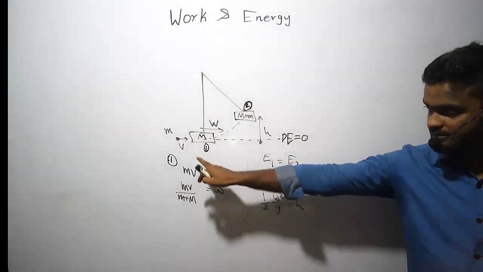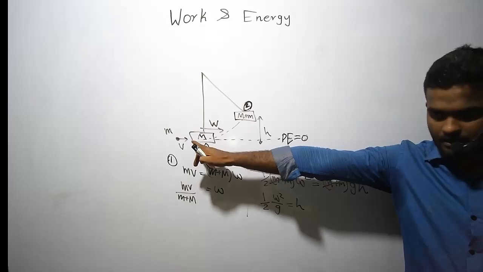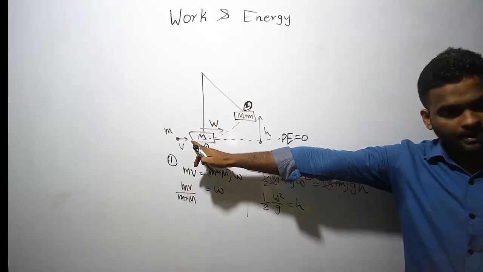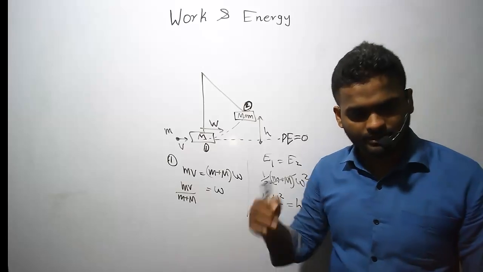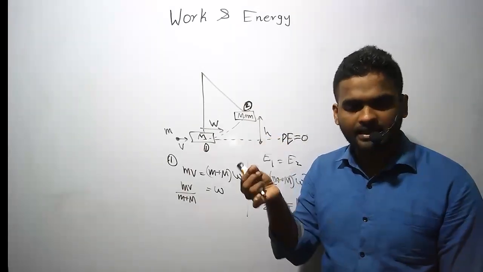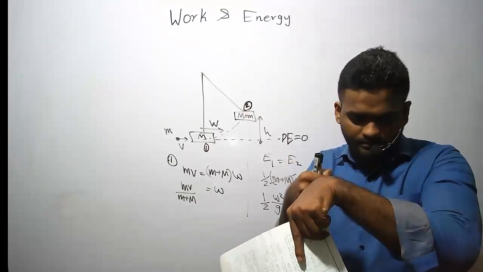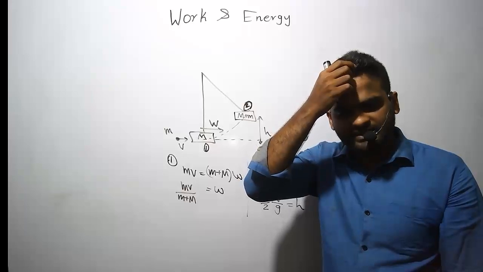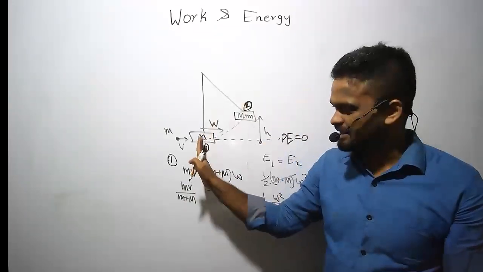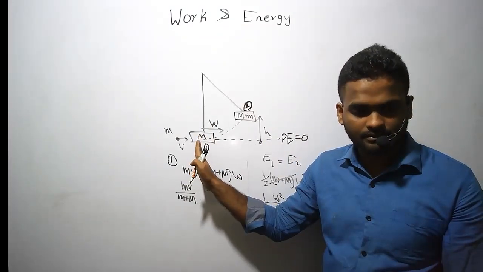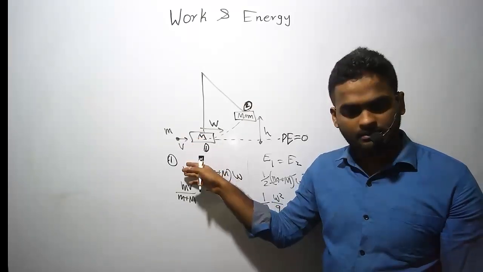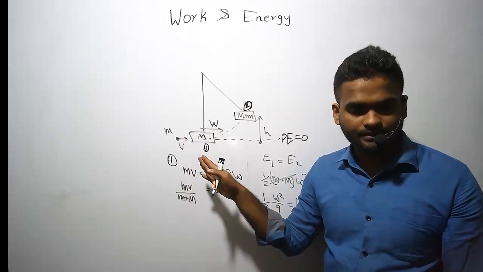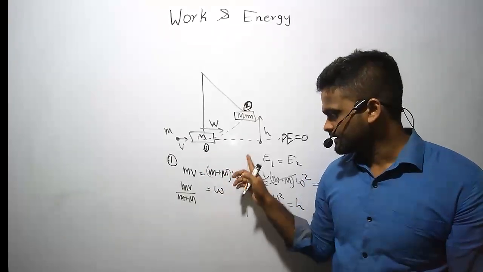So the only difference is for the collisions you have to apply momentum conservation, right? For collisions you cannot apply energy conservation because obviously there's a loss of mechanical energy in a collision. So this is a perfectly inelastic collision. So perfectly inelastic collisions have a maximum energy loss, right? Okay, take it down.